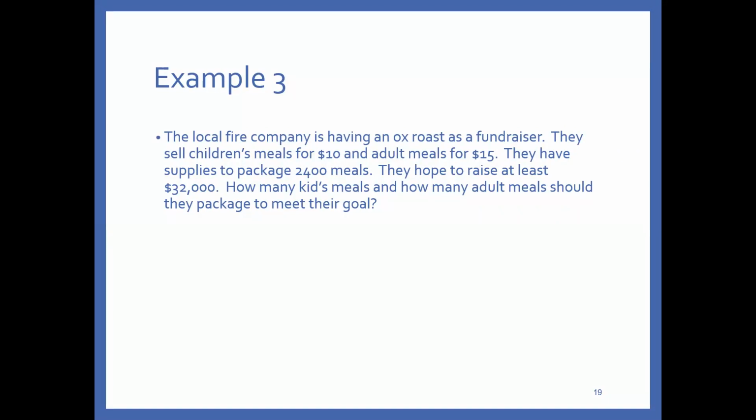When I take a look at this word problem, we have a local fire company having an ox roast as a fundraiser. They're going to sell children's meals for $10, so I'm going to underline that. That seems like an important detail. And adult meals for $15. Again, seems like an important detail. They have supplies to package 2,400 meals. So when I read that, it sounds like the total meals.